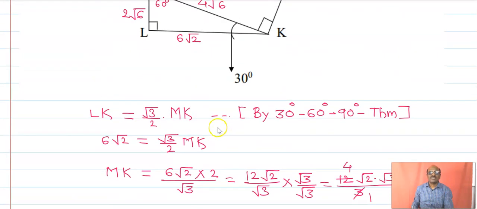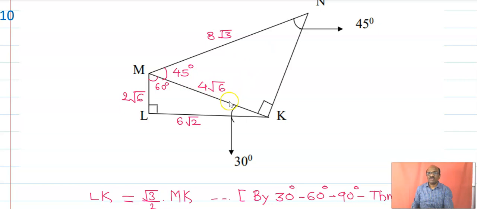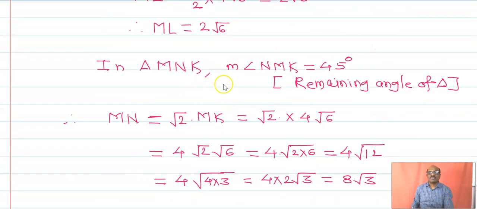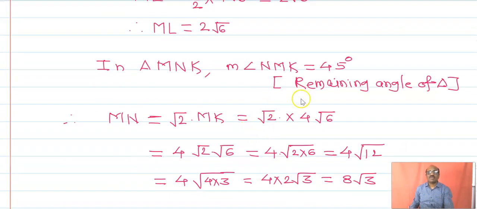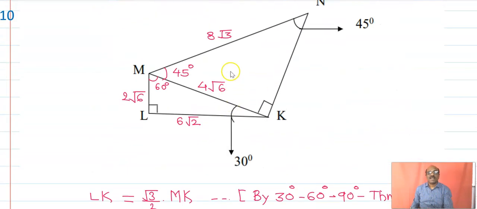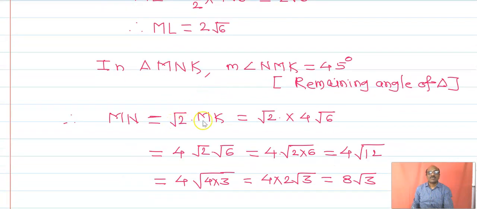And lastly, we find the value of MN. Consider triangle MNK: the measure of angle N is 45, which is already given to us, and therefore angle NMK is also 45. And therefore by the 45-45-90 property, MN is equal to root 2 into MK. That is, the hypotenuse is equal to root 2 into this side, root 2 into MK.